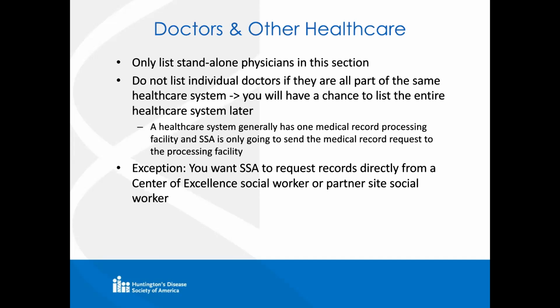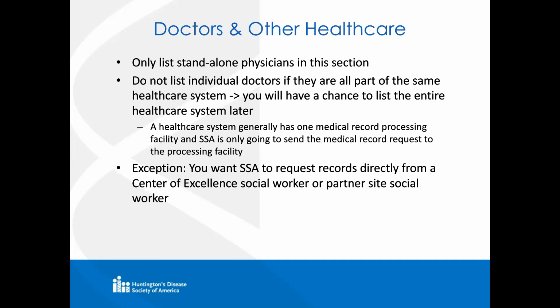The only exception is if you want Social Security to request records directly from a Center of Excellence social worker or partner site social worker. For some reason, there are some centers of excellence that Social Security just cannot find. And don't ask me why. I have unkind things to say about Social Security, so I'm not going to say them. But in my experience, I know there's been issues with Columbia, because the Center of Excellence at Columbia is also partnered with the New York Psychiatric Institute. And so they always send the medical record request to the New York Psychiatric Institute, but that doesn't pull up anything.